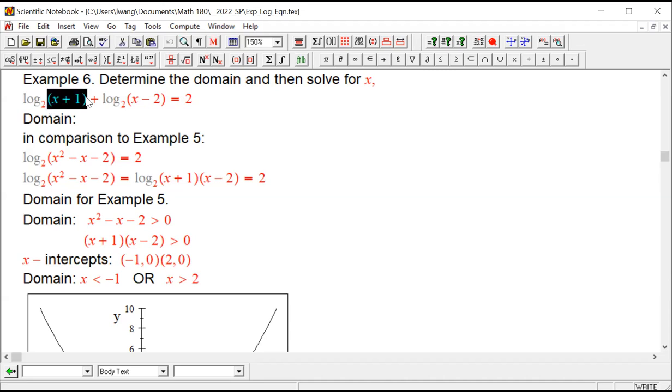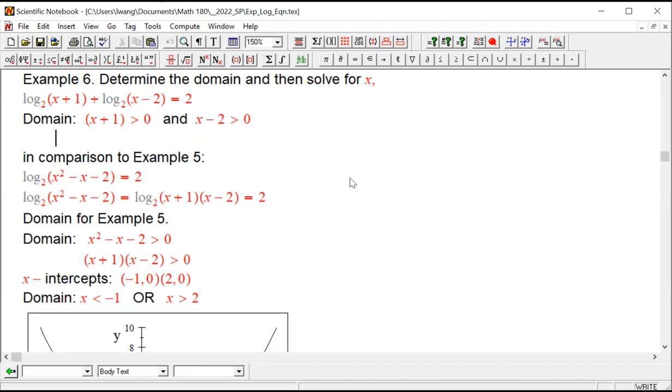The domain is you have to work it out separately. Okay, so this has to be positive, and x minus 2 has to be positive. All right. And then you have two statements, right? x is larger than -1 and x is larger than 2.